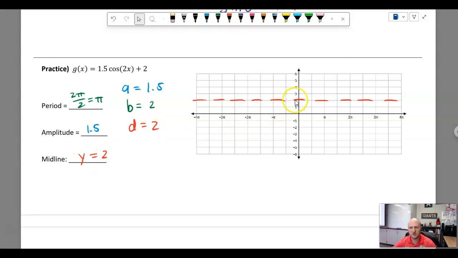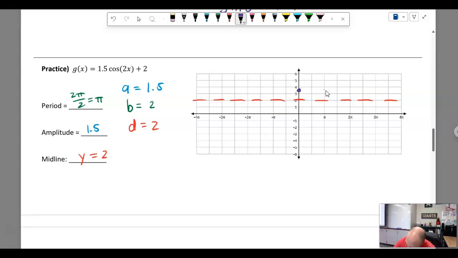Question here is, where do I start? Well, this is cosine. So I'm going to start at an extrema, and my A value is positive. So I'm starting at a maximum. So I'm going to go up 1.5 units, and then that will be my starting spot. And then I'm going to end at pi.